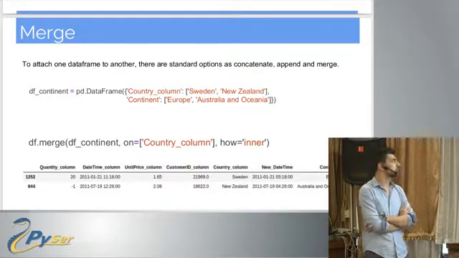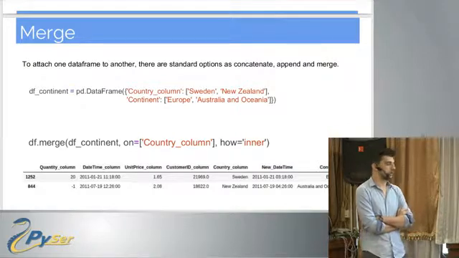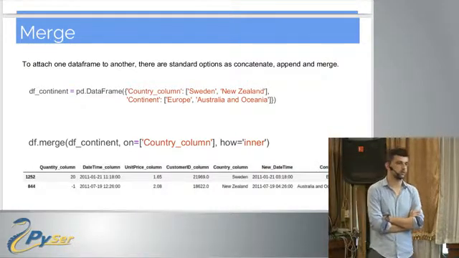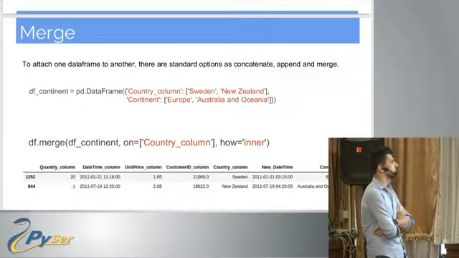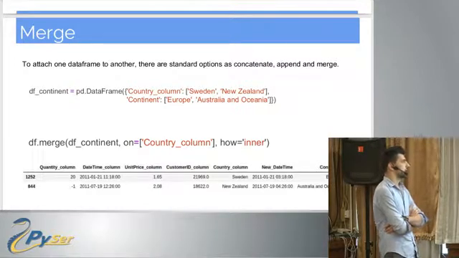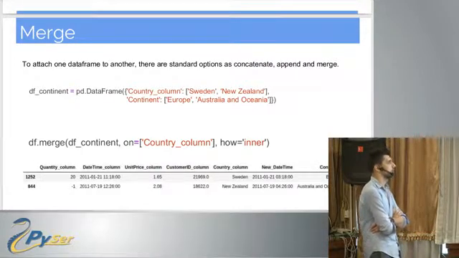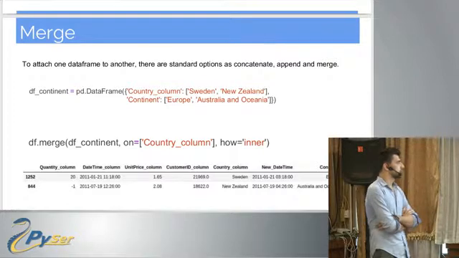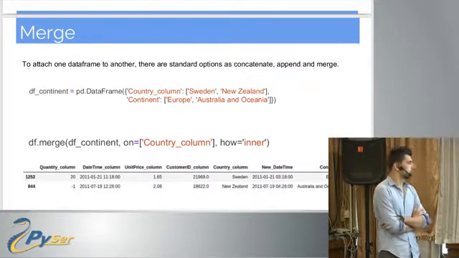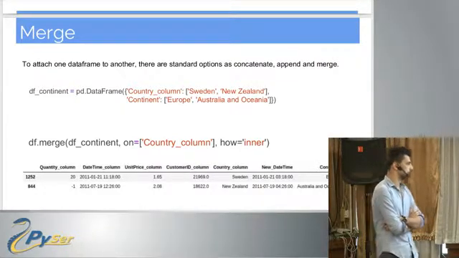Next is merging, and it's pretty similar to SQL joining. You have 4 types of join: left, right, inner, and outer. I created manually one simple data frame with 2 columns, country and continent. And I merged it with the data frame we had previously on the country column, inner, and the output is below.